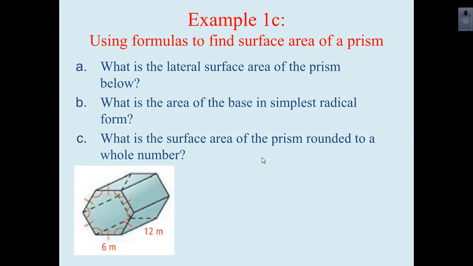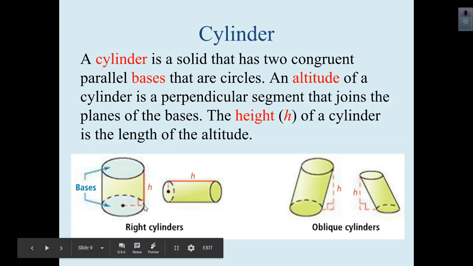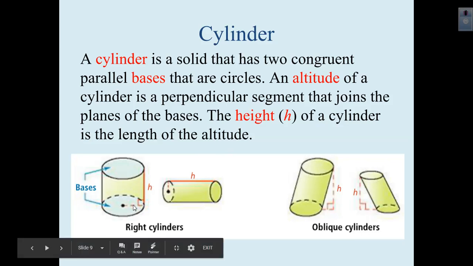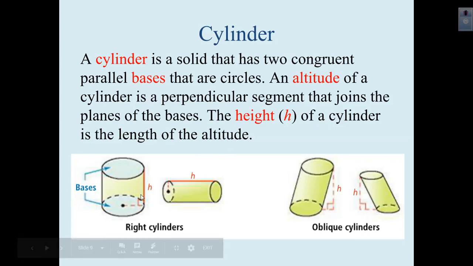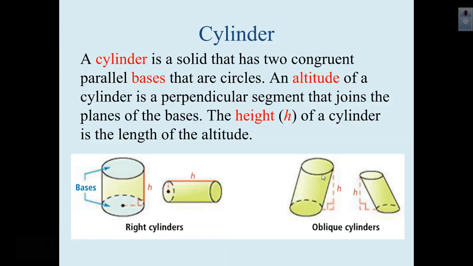All right, let's look at our cylinders. A cylinder is a solid that has two congruent parallel bases that are circles. The altitude of the cylinder is the perpendicular segment that joins the planes of the two bases at a right angle. The height is a distance between our two bases, which is also the length of the altitude. Once again, with oblique cylinders, it's going to be that distance between our two circular bases, so that therefore it's going to be outside of our cylinder.